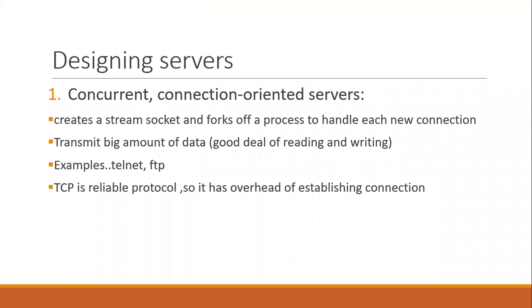So now designing servers. First are concurrent connection-oriented servers. It creates a stream socket and forks a process to handle each new connection. It can transmit a big amount of data. Examples are Telnet and FTP. Here we use TCP. While TCP is a reliable protocol, it has the overhead of establishing a connection.